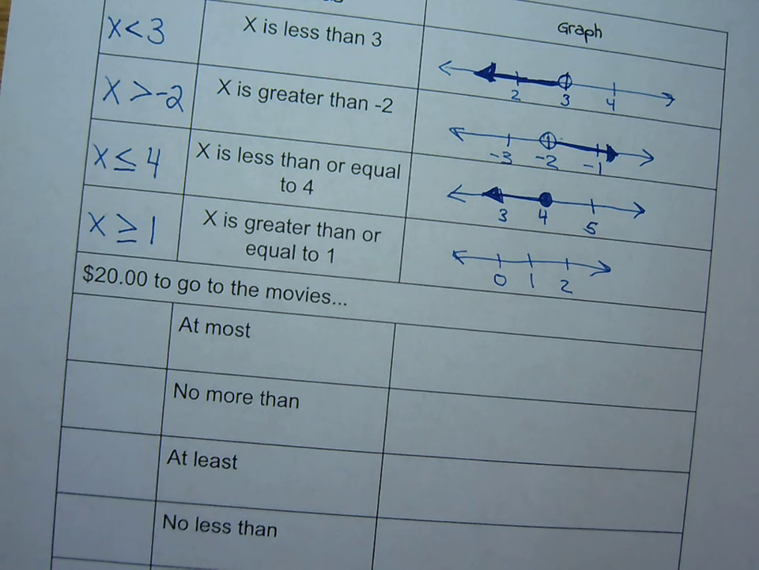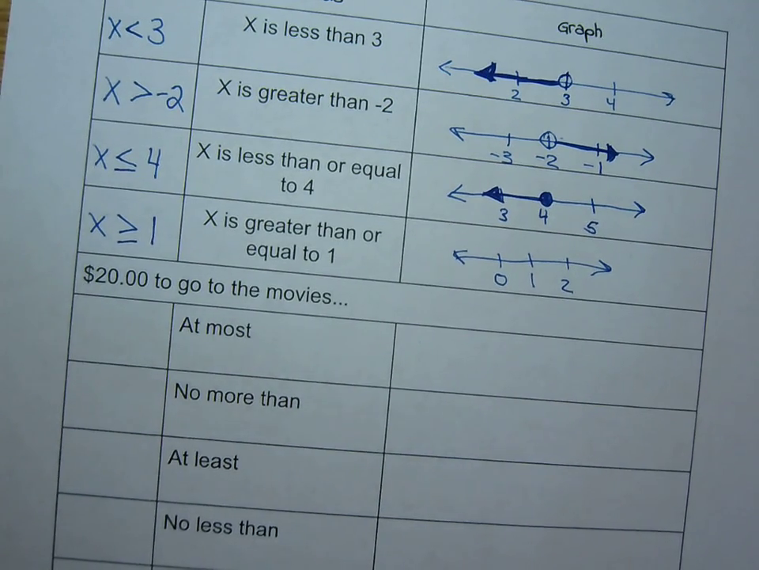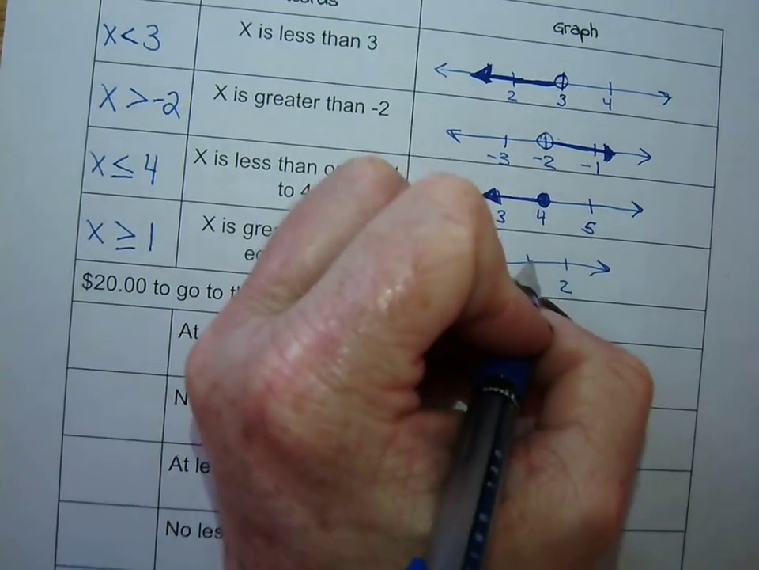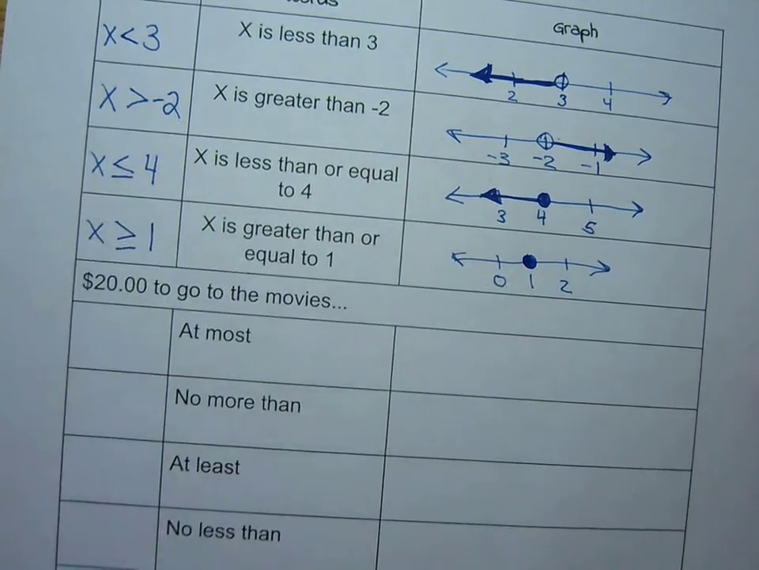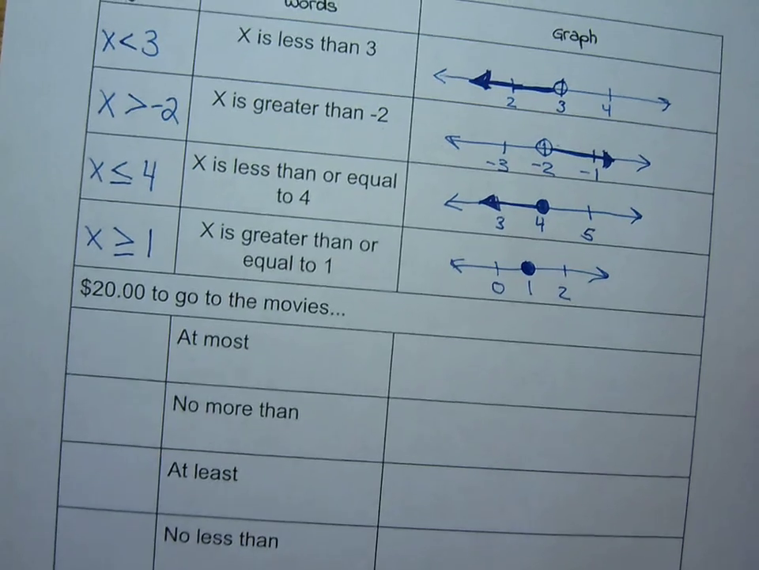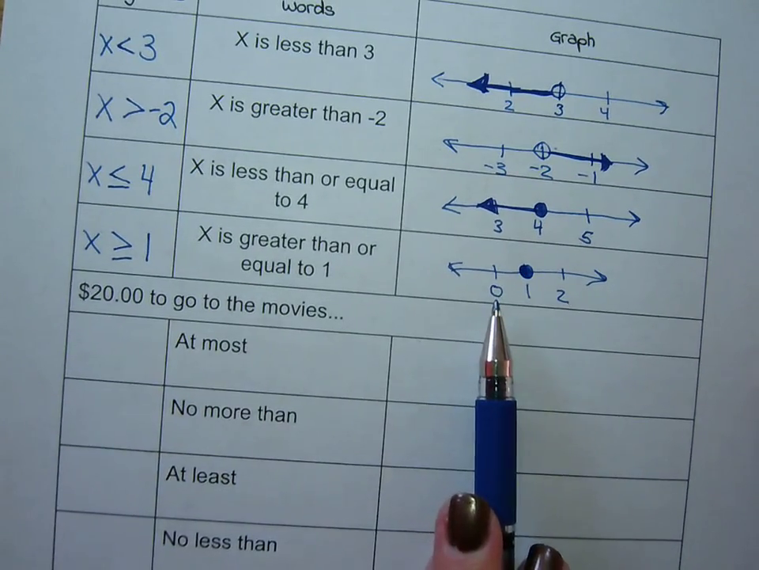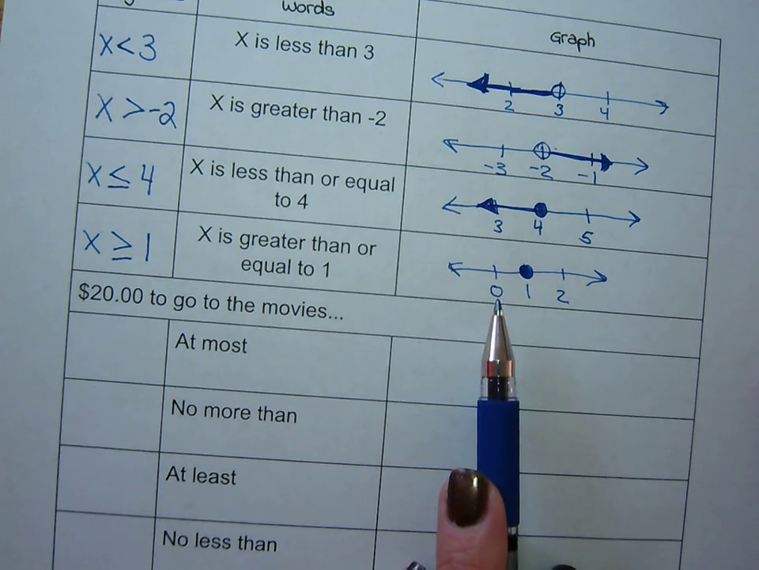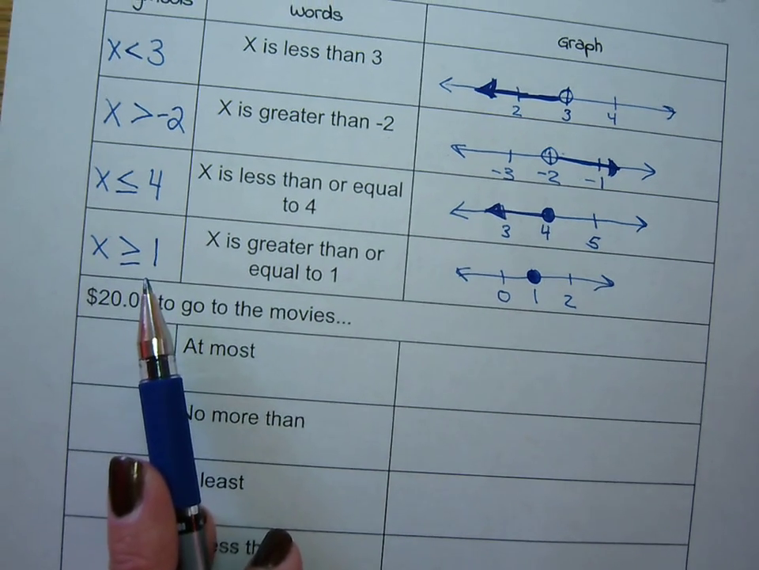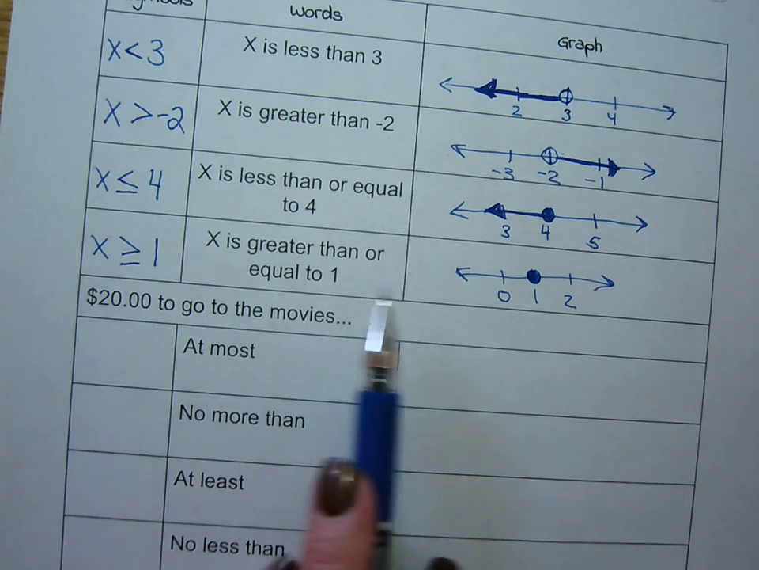Okay, is this an open or closed circle? Go back to your notes. Closed. If we include the number, then we are going to close it up. It's a closed circle because it's also equal to. Now, which direction does this go? We could plug it in. Is 0 greater than or equal to 1? No. Is 2 greater than or equal to 1? Yes. To the right.